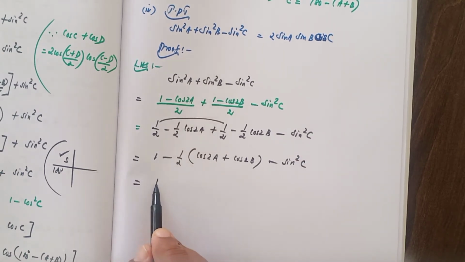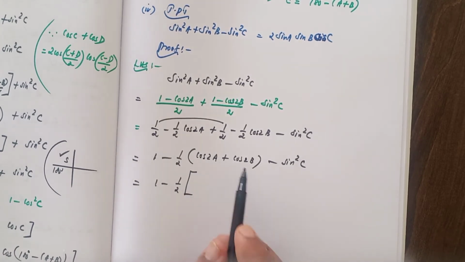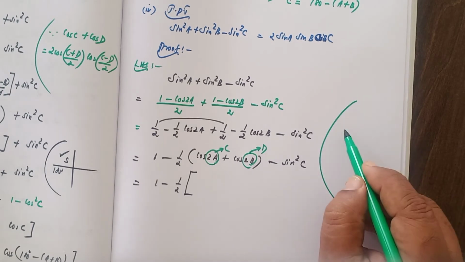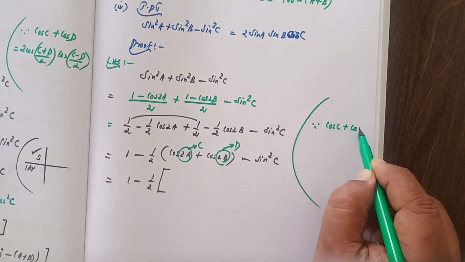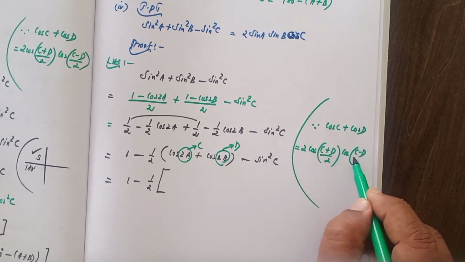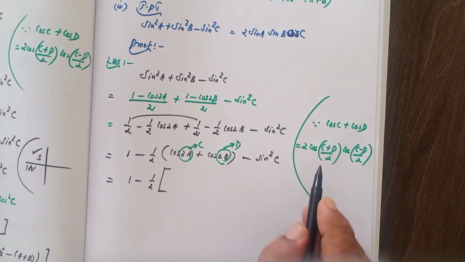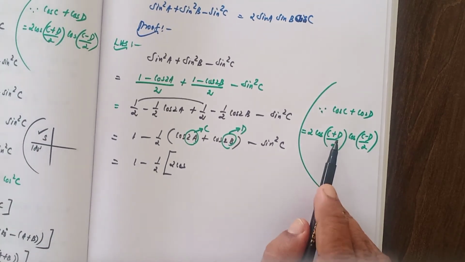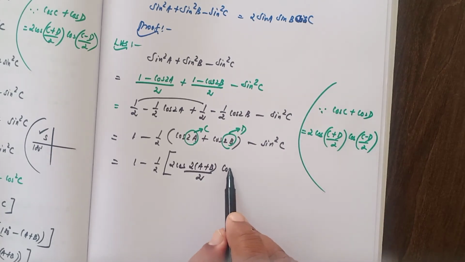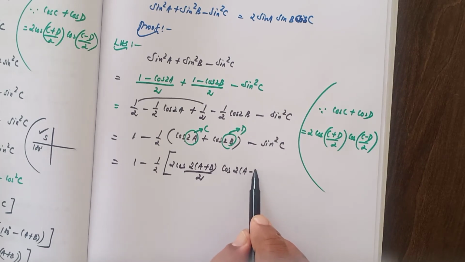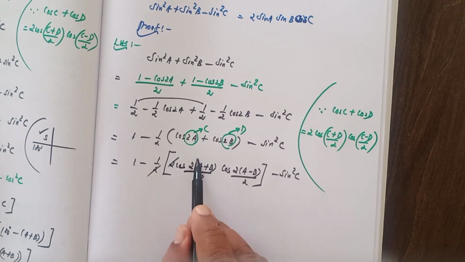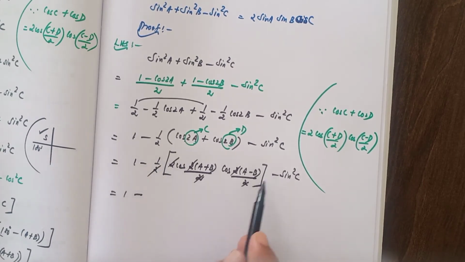That is equal to 1 minus half into, in between we have a plus symbol. Now we can apply the formula cos C plus cos D equals 2 cos of (C plus D) by 2 into cos of (C minus D) by 2. Here C is 2A, D is 2B. Take 2 as common: 2 into (A plus B) by 2, cos of (2A minus 2B), take 2 as common: 2 into (A minus B) by 2. Close the bracket, minus sin squared C as it is. The 2s get cancelled. That is equal to 1 minus, 1 into anything is the same thing.